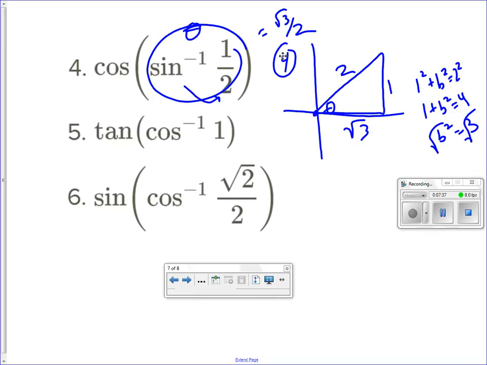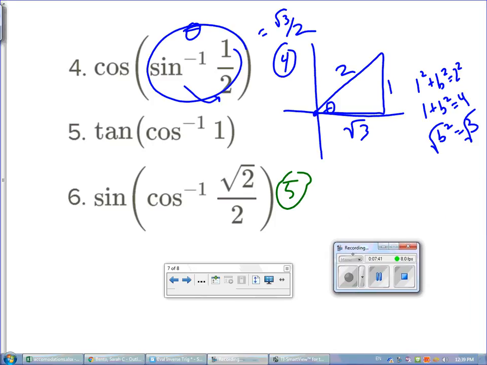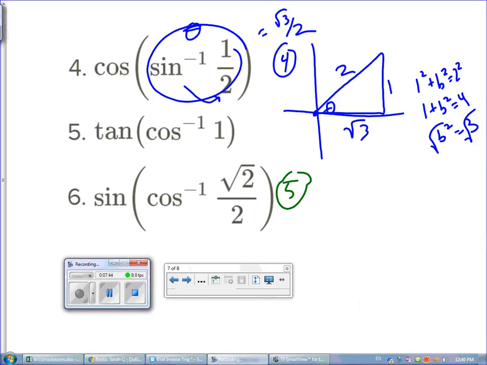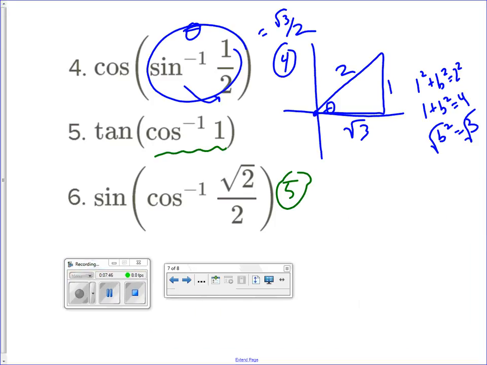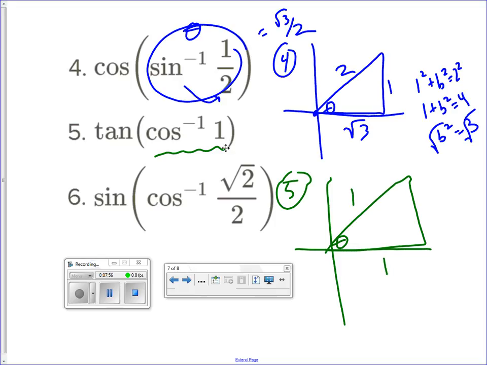All right, let's take a look at number 5. The tangent of the inverse cosine of 1. So first, starting with the inside, we're going to draw a triangle such that the cosine of an angle is 1. So cosine is adjacent over hypotenuse, so 1 over 1. And all of this is theta, so this now is the tangent of theta. Tangent, think about SOHCAHTOA, is opposite over adjacent. So I've got to figure out the opposite right there.